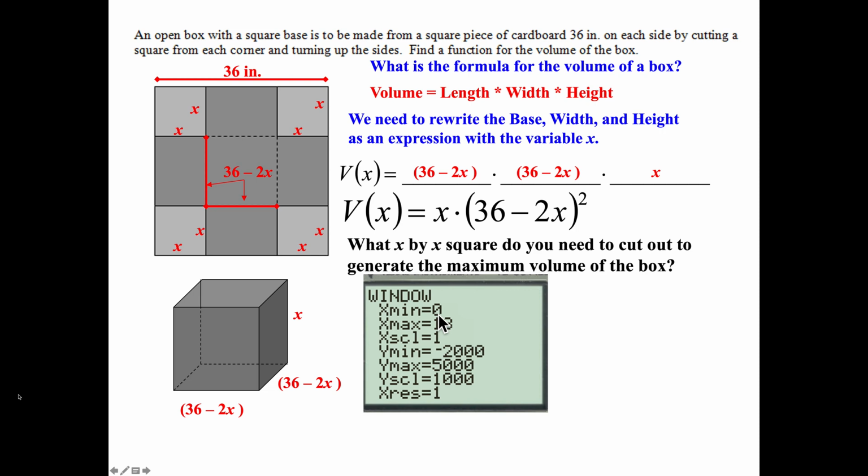is going to be actually boxes that don't exist. 0 by 0, it's still a flat piece of cardboard. If I cut it and make it 18, I just cut it into 4 equal pieces. So we're definitely going to find our max between those two values. Now, what's going to be my maximum y? Well, honestly, I just guessed numbers. Okay? So I figured, well, let's see. It's probably going to be somewhere in between here.